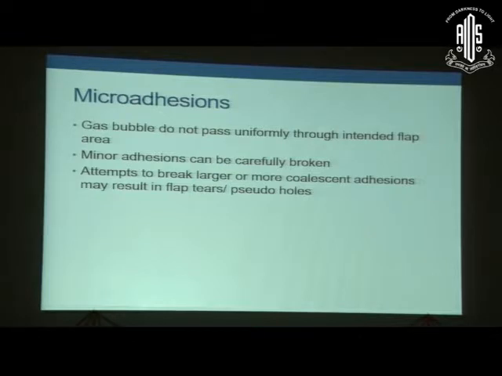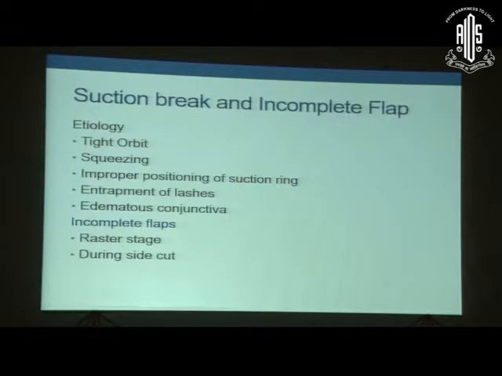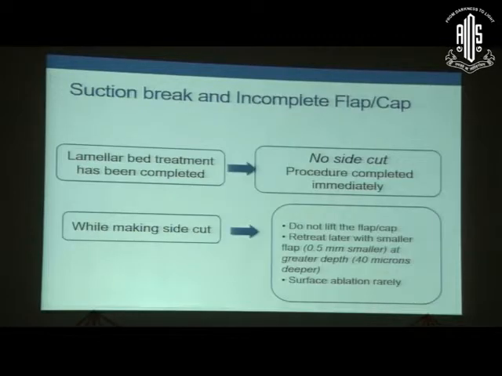Then there can be micro adhesions. The minor adhesions can be carefully broken up, but to break larger or more coalescent adhesions, one can cause flap tears or pseudo holes. And when that occurs, then you have to check your energy level settings and readjust again for the next case. Then the suction break can occur, which can lead to incomplete flap because of tight orbit or squeezing or improper positioning of the suction ring or entrapment of the lashes or conjunctiva. And this can occur at the raster stage or during the side cut.